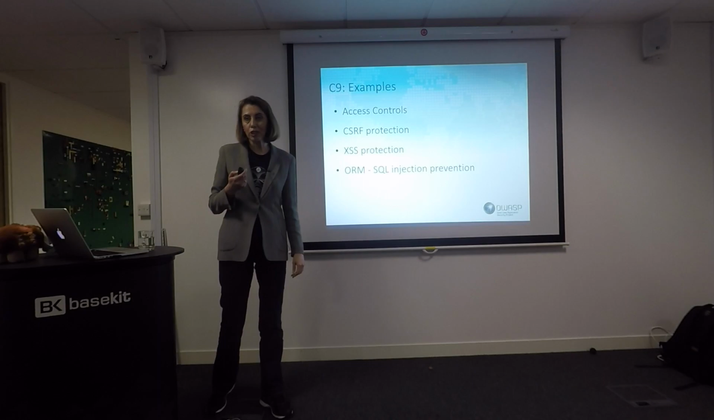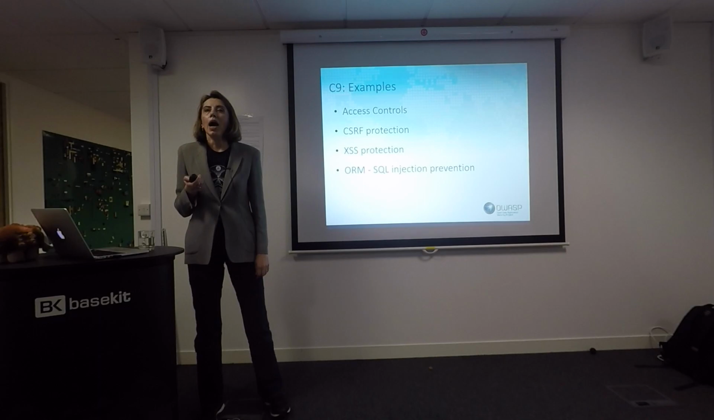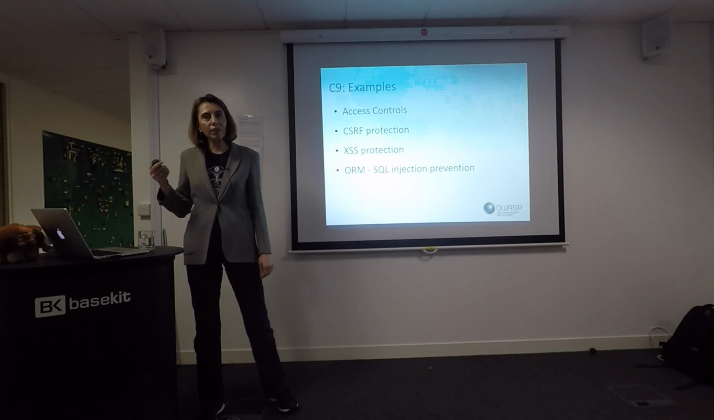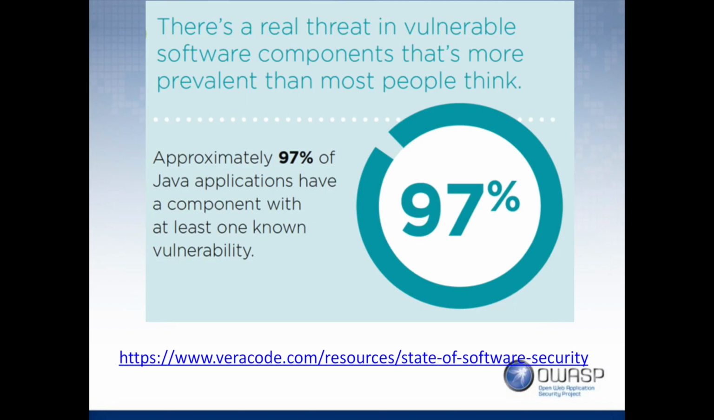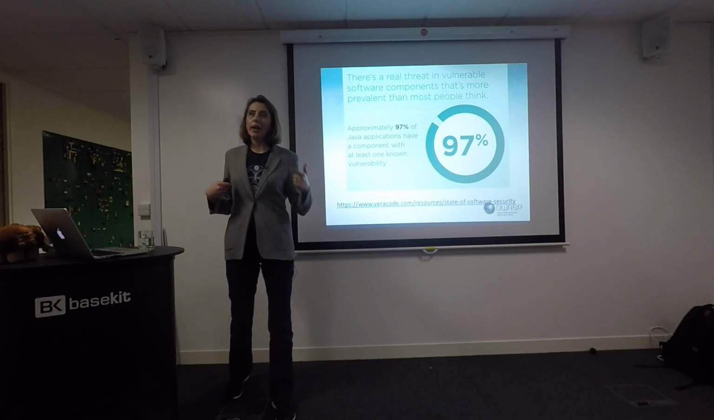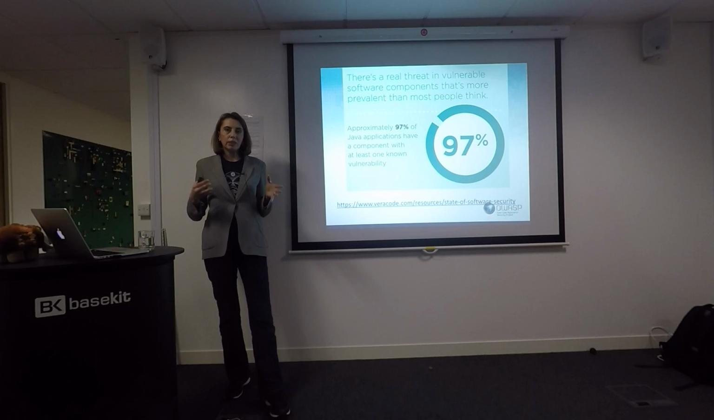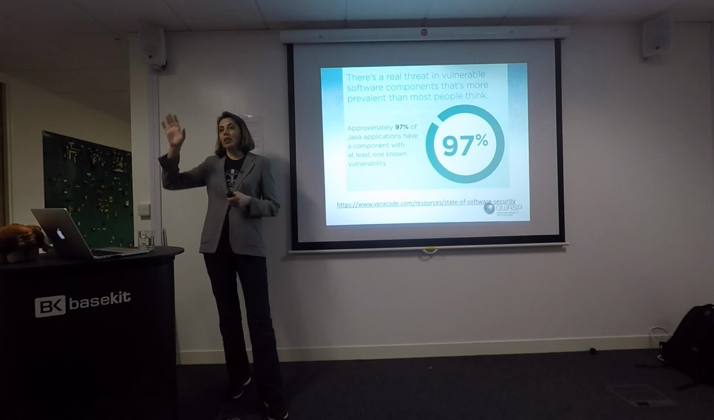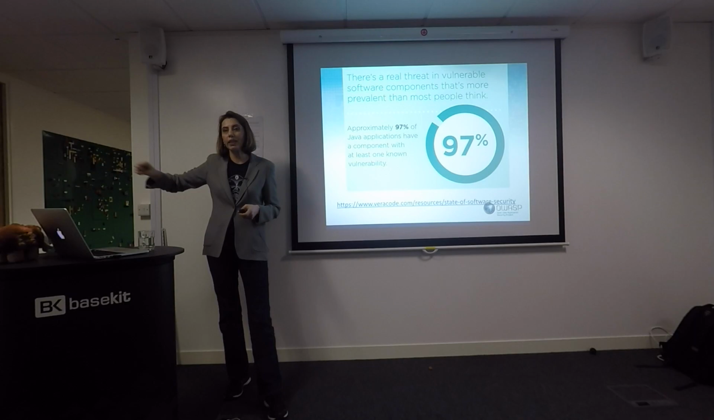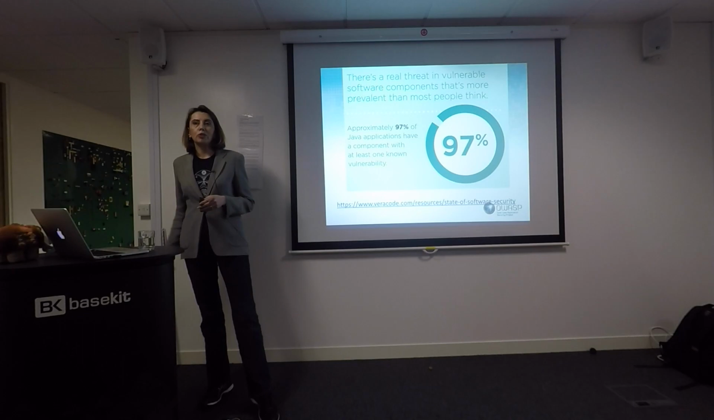But there is a problem out there at the moment, and the problem is that there is quite a lot of software with vulnerable components. I don't have data for PHP, but in the case of Java applications, 97% of Java applications have at least one component with at least one known vulnerability. When we say known vulnerabilities, we refer to the vulnerabilities that are publicly available on the internet for everyone to see in databases. Not only that, but in some cases, you can also find the exploit script. So that's a little bit of a problem.